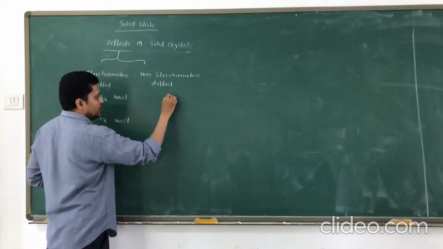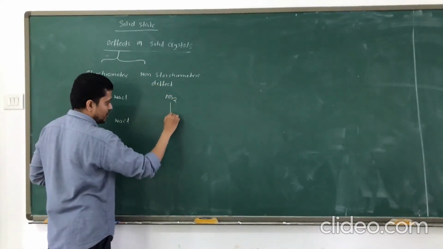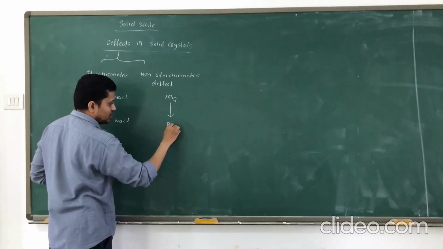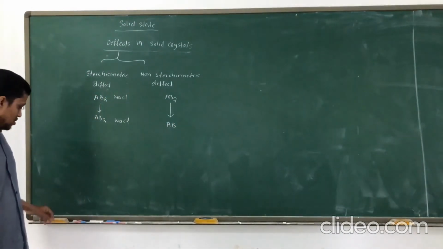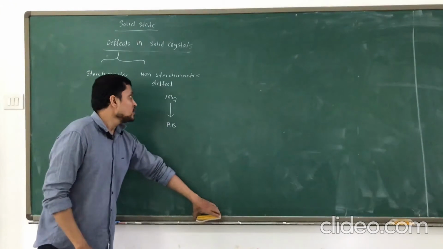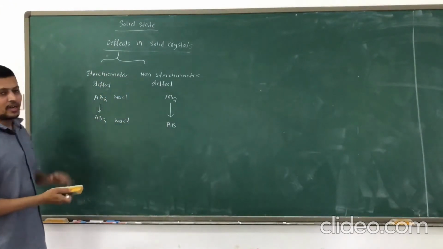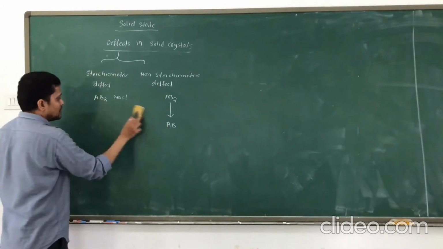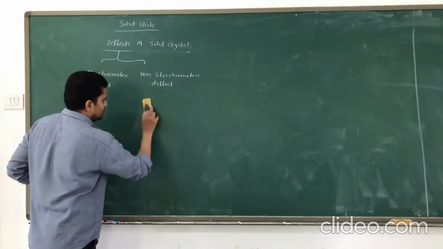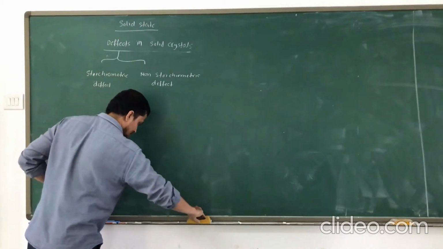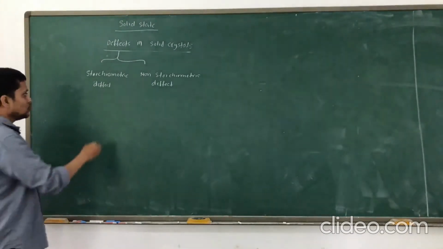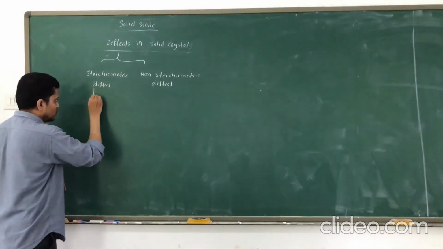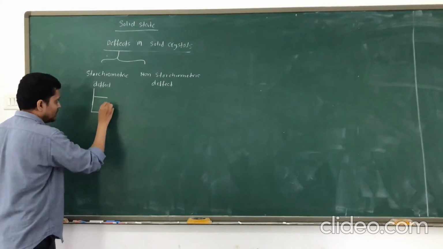If it is AB2 type, it does not remain AB2 type; the stoichiometry is changed. That is what is called a non-stoichiometric defect. So today we are going to learn about the stoichiometric defect only. Here I am just writing stoichiometric defect. In stoichiometric defect we have two main classes. The stoichiometric defect is further classified into two types. So here we have two.